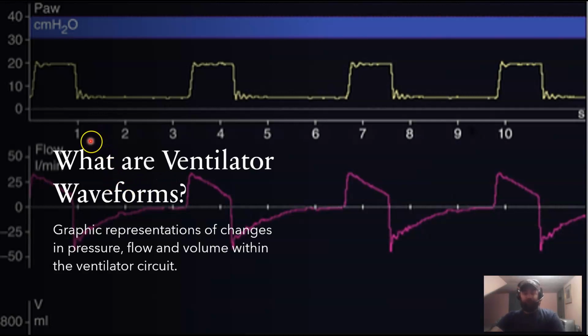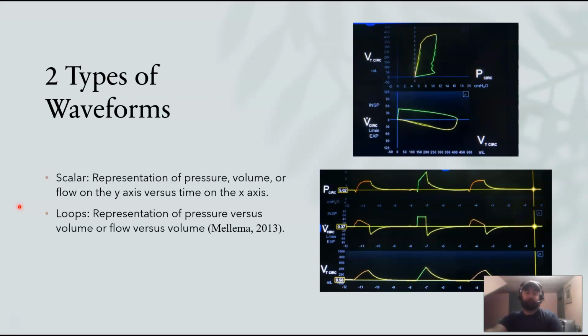So what are ventilator waveforms? They're graphic representations of changes in pressure, flow, and volume within the ventilator circuit. So we have two types. We have scalar, which represent pressure, volume, or flow on the y-axis versus time on the x-axis. And that's an example right there. And then you have loops, which represent pressure versus volume or flow versus volume.